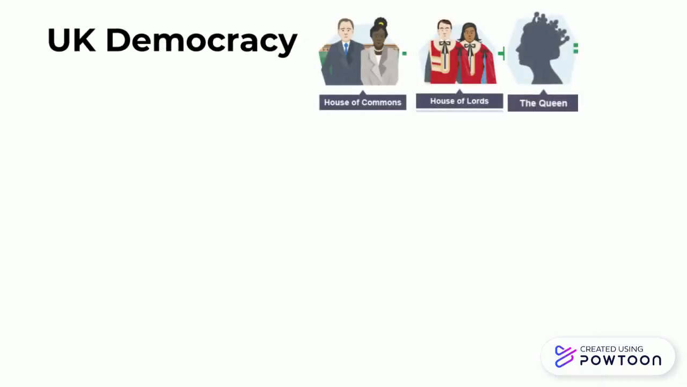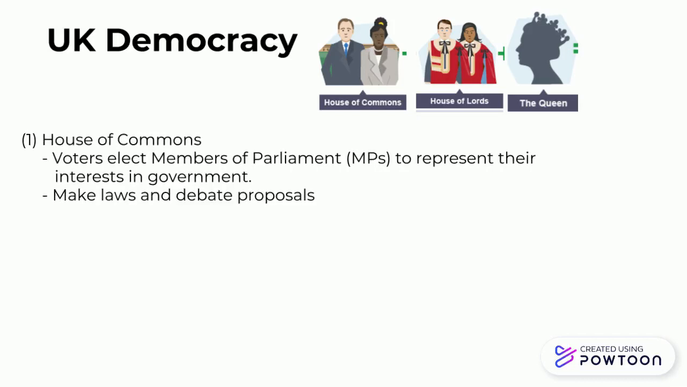In the UK democratic system, there are three key components: the House of Commons, the House of Lords, and the reigning monarch. In the House of Commons, voters elect members of Parliament to represent their interests in government. This is where laws are made and proposals debated.